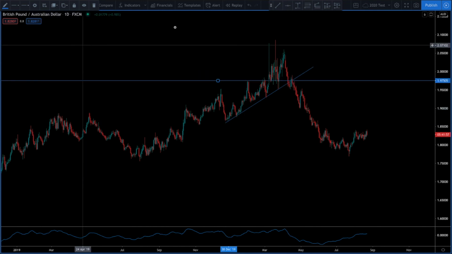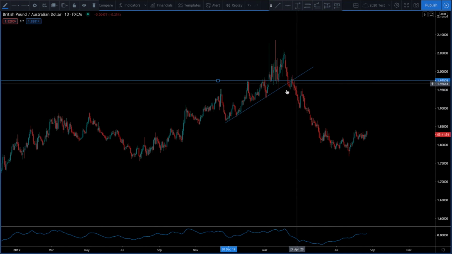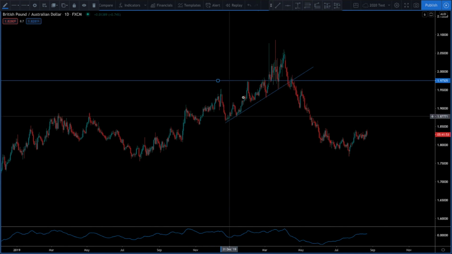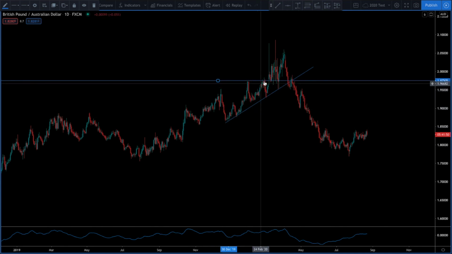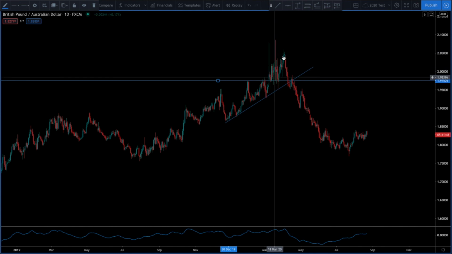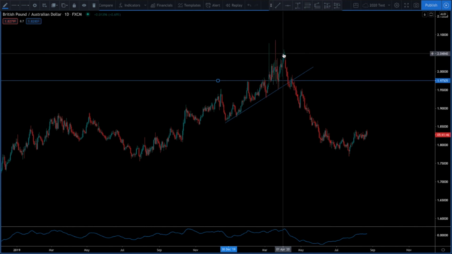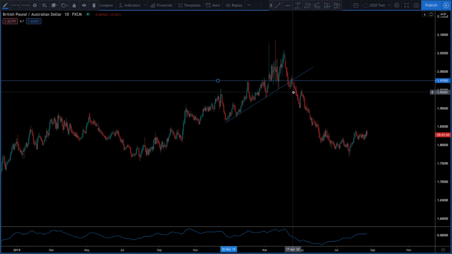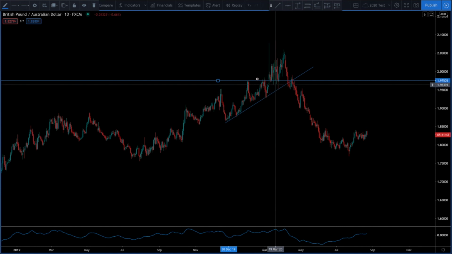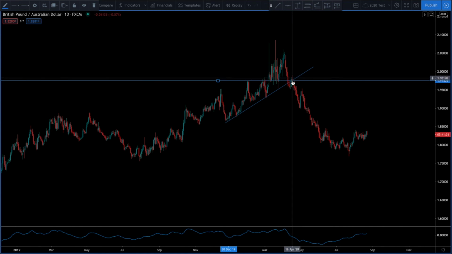These are the areas you want to look for. It's trending up, making higher highs, higher lows. It broke down, broke this trend line, broke this support and resistance, came back, retested, made a lower high. These are the areas you want to look for to find an edge.